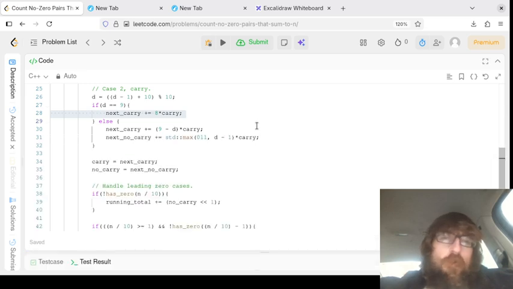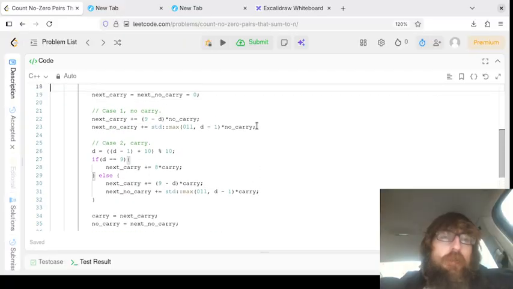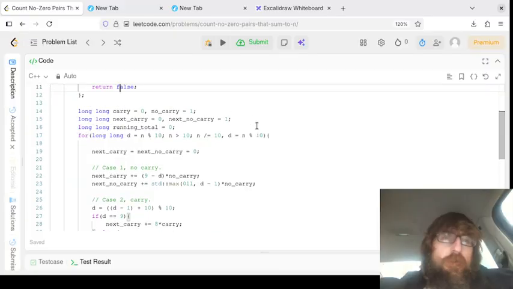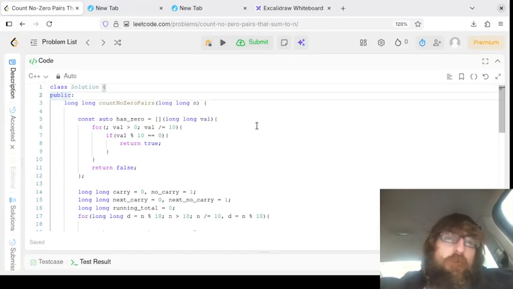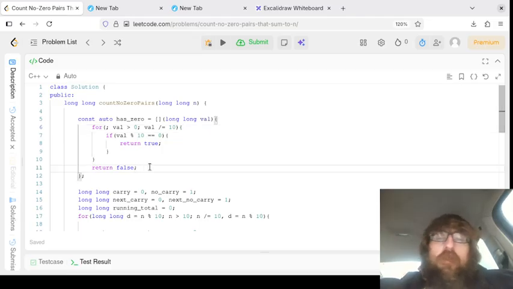Let's walk through the carry and no carry cases that I just described. I mentioned before that I'm going to want to handle the leading 0 cases, and I'll come back to that.